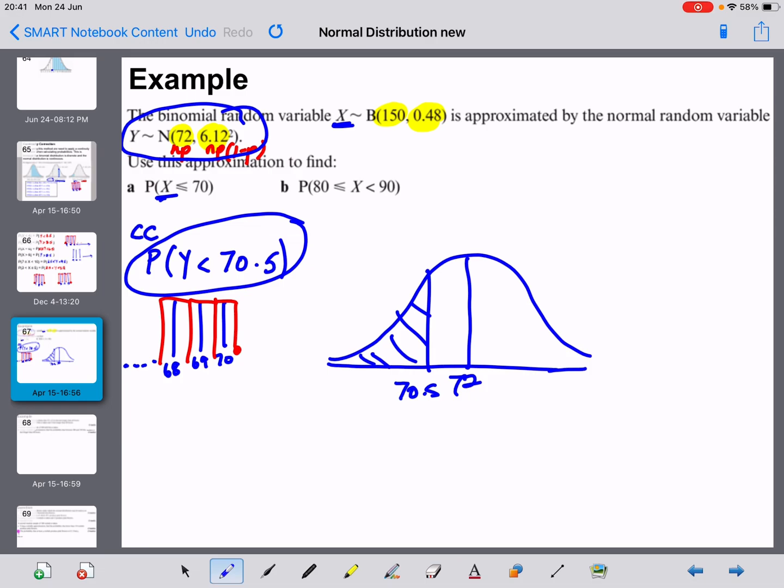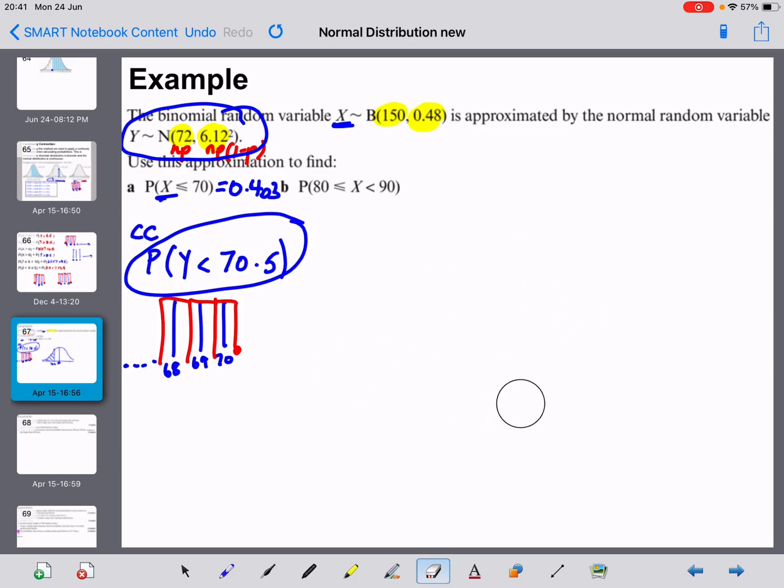Okay, and you should find that that is 0.403. If you work it out using binomial CD, I'm pretty sure it's like 1,000th off in terms of how accurate it is.